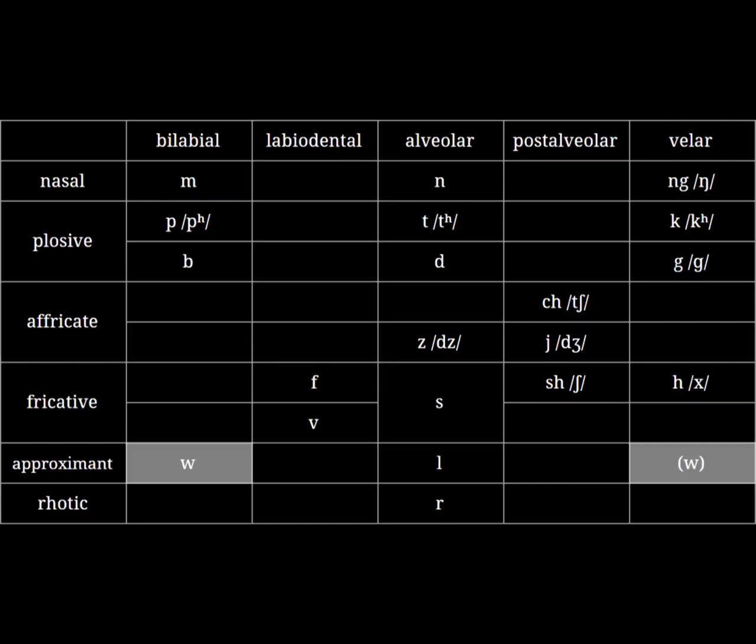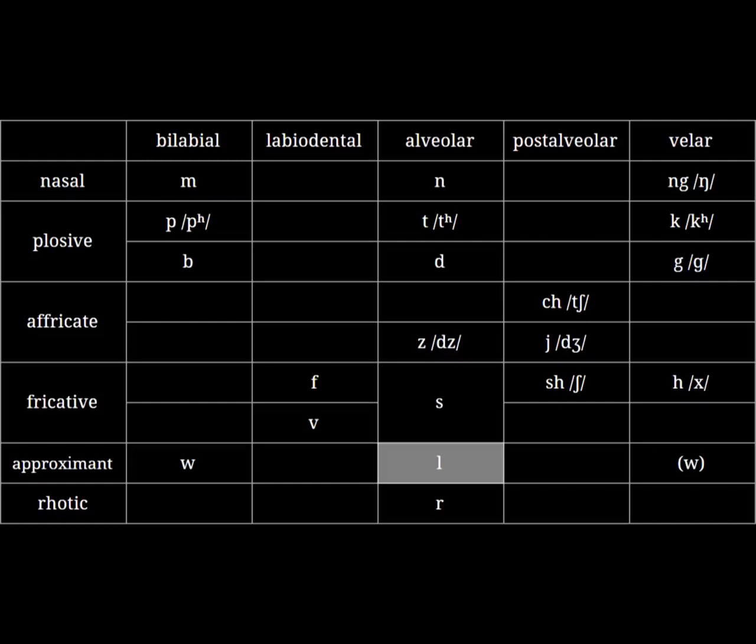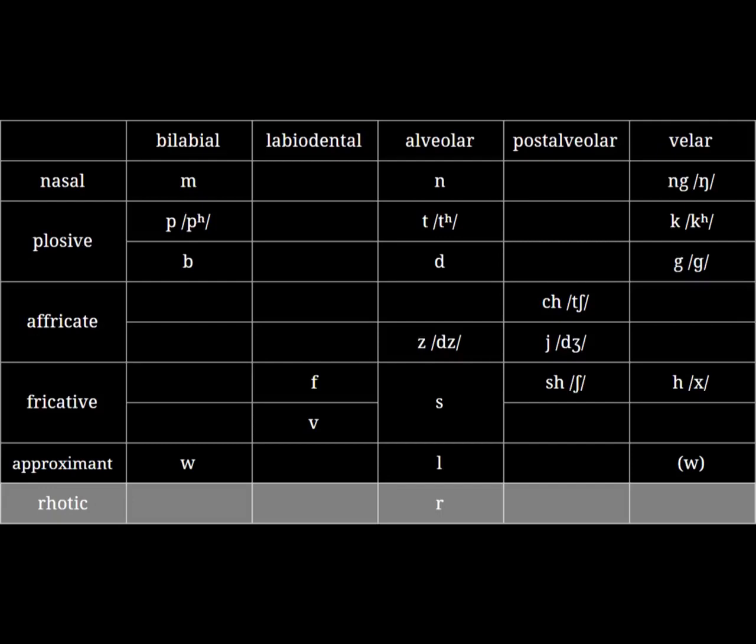Since it's pronounced in two places of articulation at once, it is said to be co-articulated. L is an alveolar lateral approximant. Lateral means that the sound actually comes from the sides of the mouth. And then there's rhotic, which is a completely meaningless category.